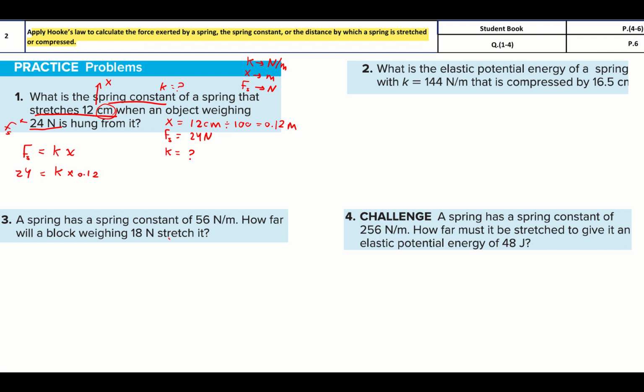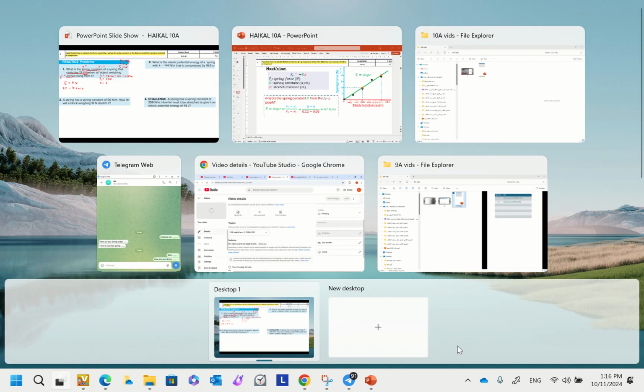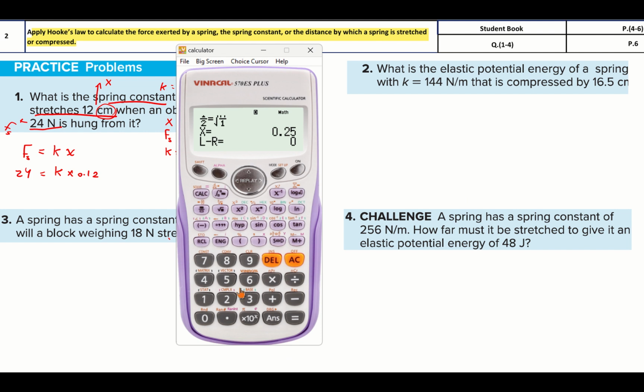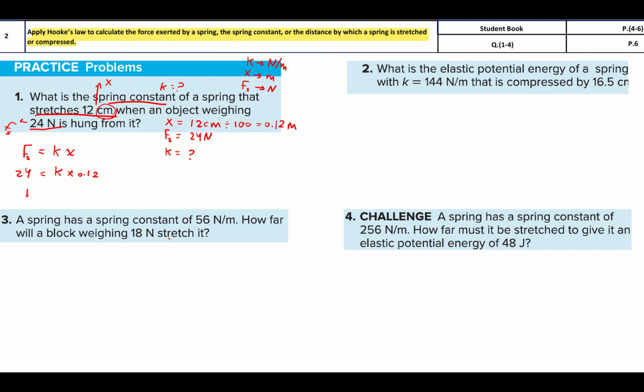Let's get the calculator. So 24 is equal to K is the unknown, x multiplied by 0.12, and then shift calc equal, or of course we can divide both sides over 0.12 and find K. So K is equal to 200 newtons per meter.